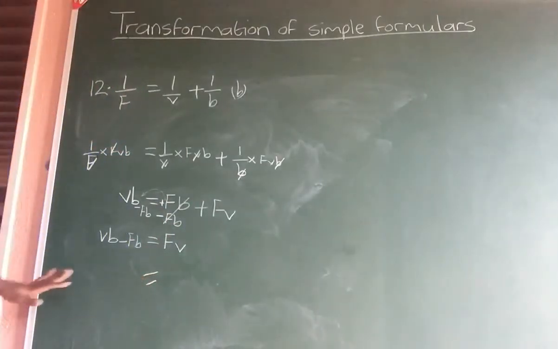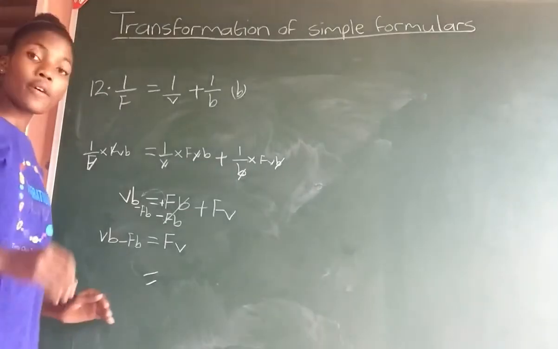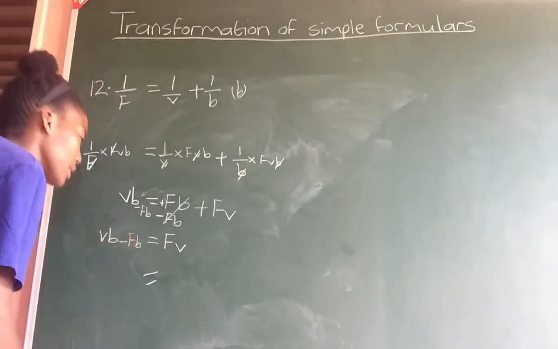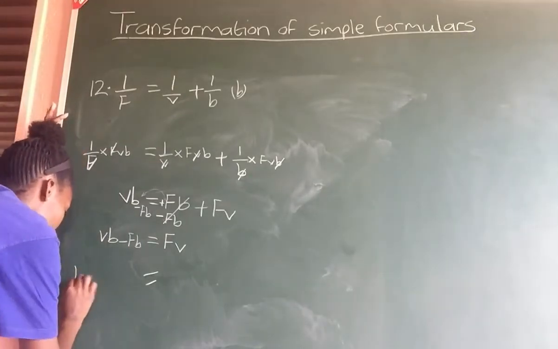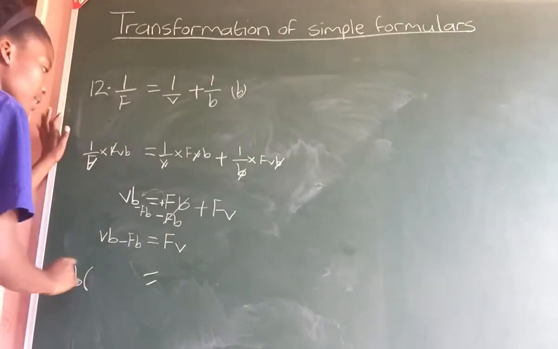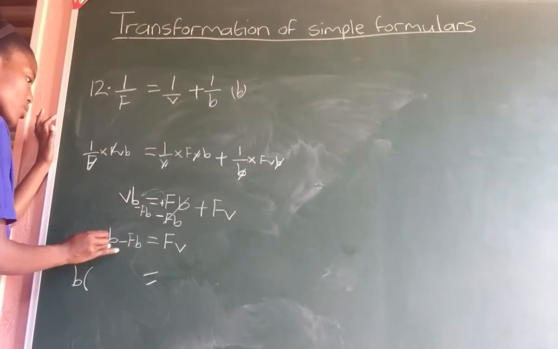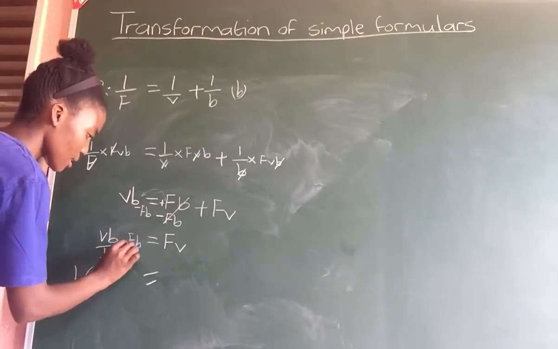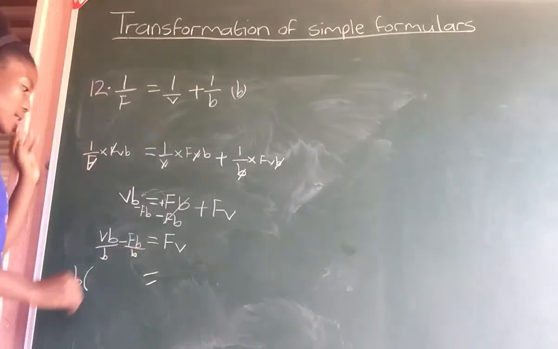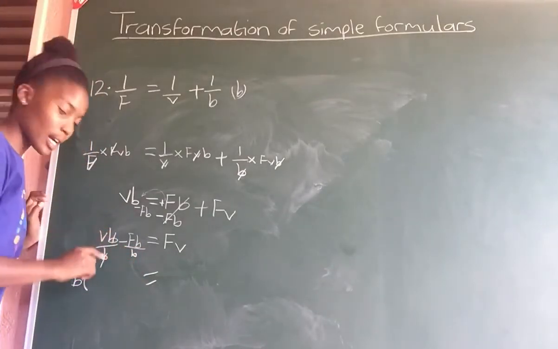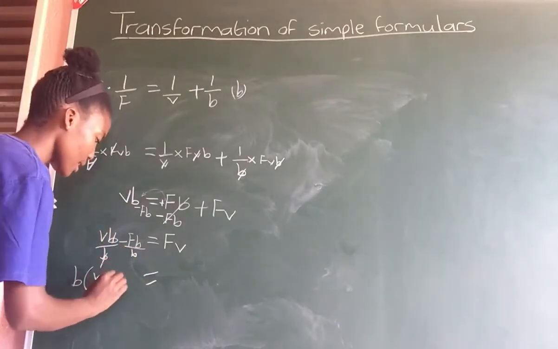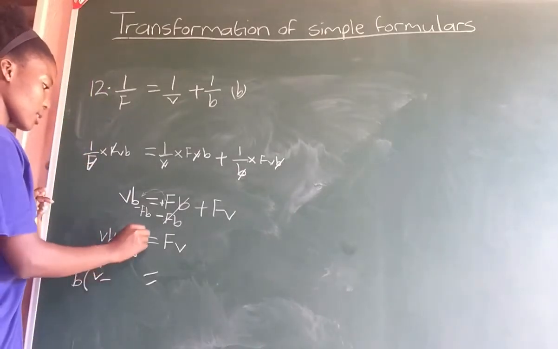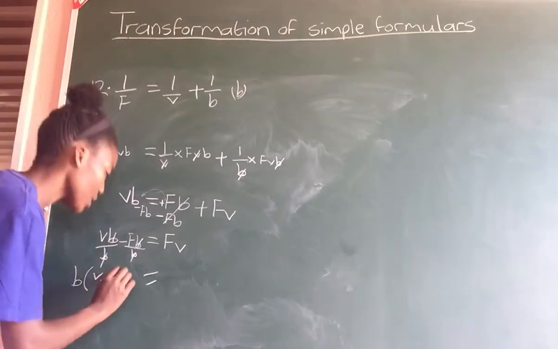Our next step, we're going to factorize. To do that, we take out our common letter, which is the b. Open your brackets. Divide those two terms by your common letter, which is the b. Then the b and the b cancel. We'll be left with the v this side minus the b and the b cancel, we'll be left with the f.